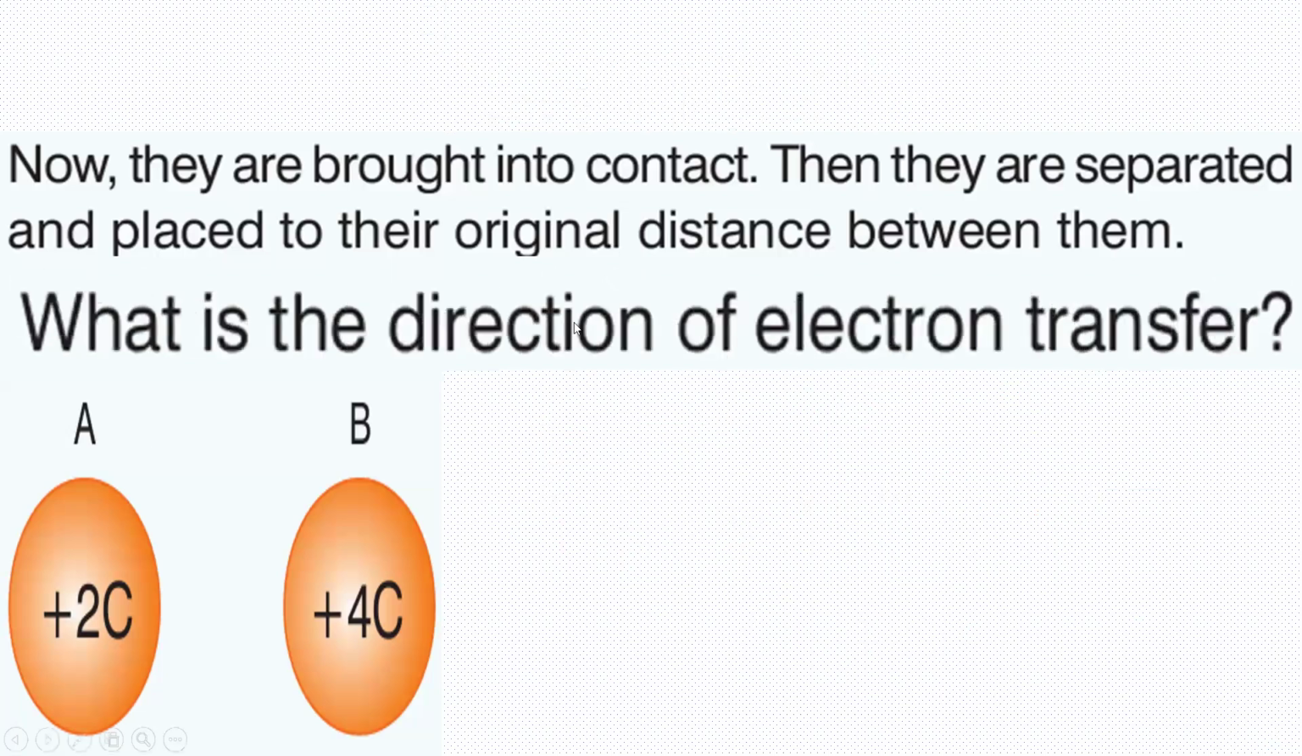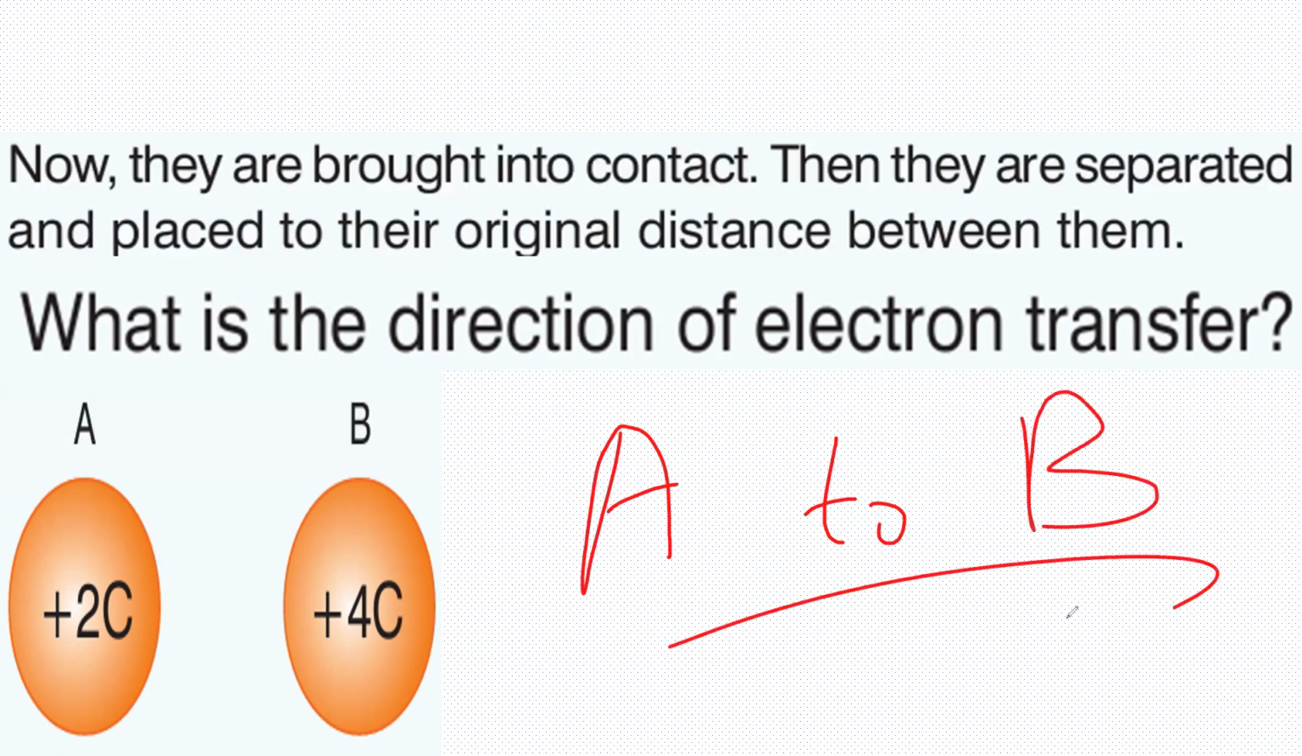Question 15. What's the direction of electron transfer? Yes, another point we should remember. Which direction? A to B or B to A? Please try and write your answer down, and then we can carry on. Our answer is A to B, because, as we said, from the smaller number to the bigger number. A is +2, B is +4. The answer is A to B. Another 1 mark you have.